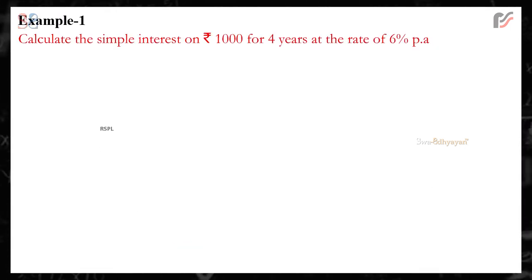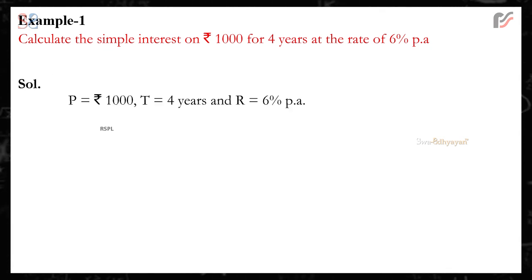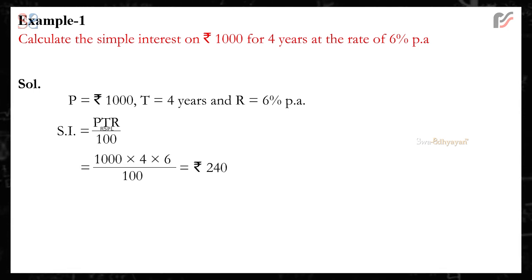Example 1. Calculate the simple interest on Rs 1000 for 4 years at the rate of 6% per annum. Solution. P = Rs 1000, T = 4 years, and R = 6% per annum. SI = PTR/100. This is equal to 1000 × 4 × 6 / 100 = Rs 240.